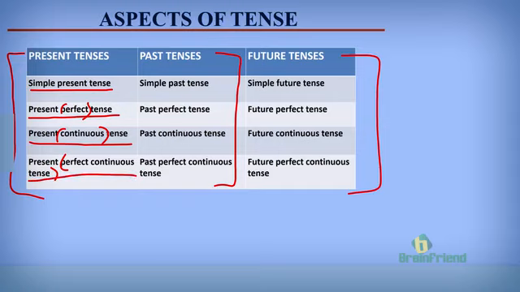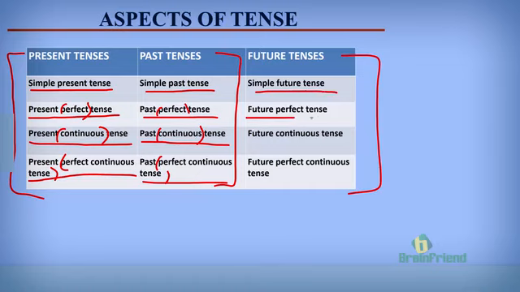The same goes for the past tenses. We have the simple past tense, the past perfect tense, the past continuous tense, and the past perfect continuous tense. And for the future tenses, we have the simple future tense, the future perfect tense, the future continuous tense, and the future perfect continuous tense.